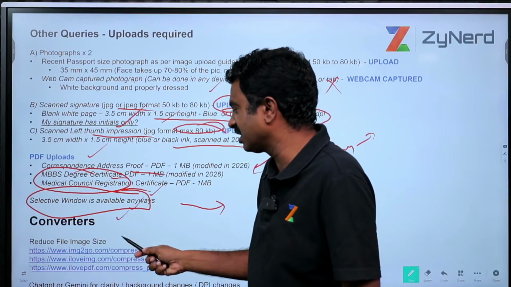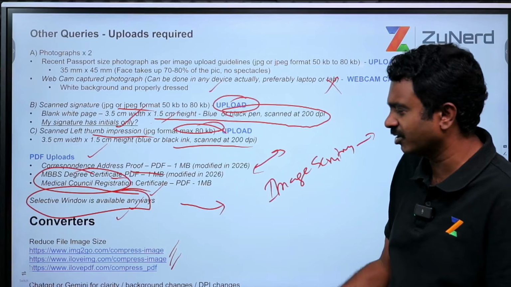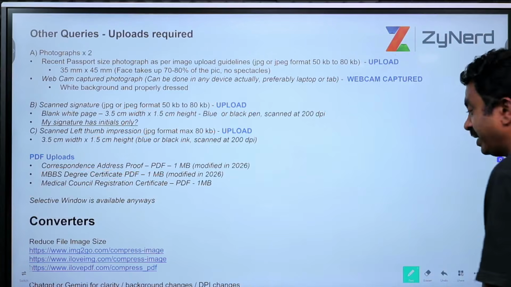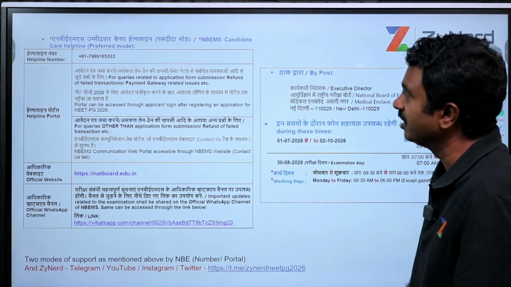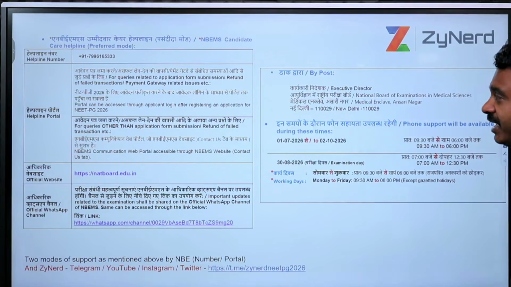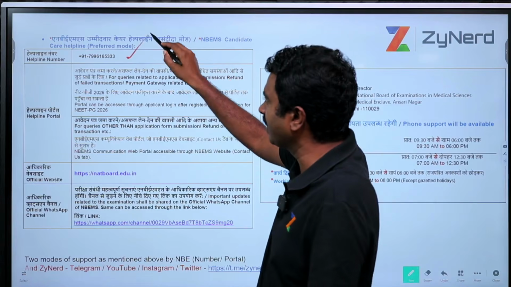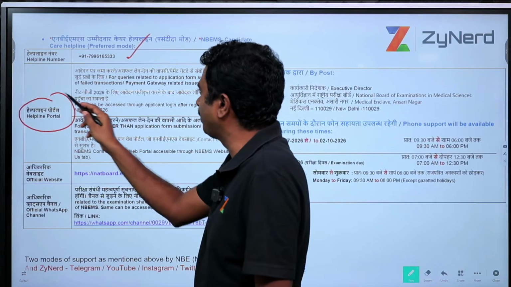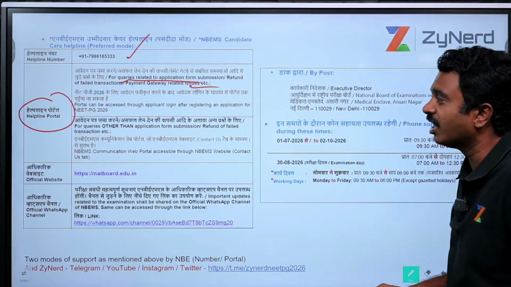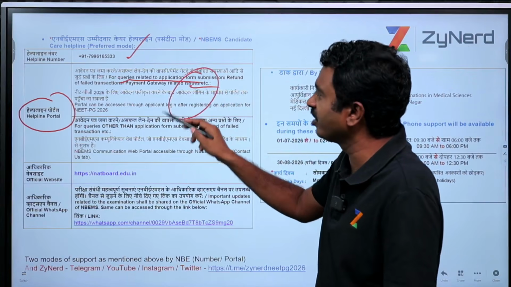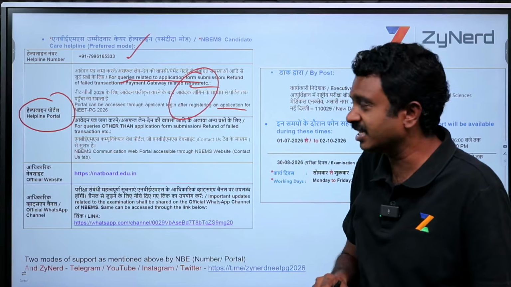And then converters: in case you need any compression of images, you can use these converters. A PDF compressor is also available, you can use these links. Finally, the helpline number is available. You can also go to the helpline portal, which is inside the portal itself. For refund gateways, you can register an issue over here.